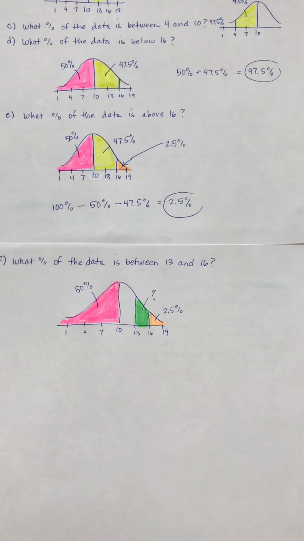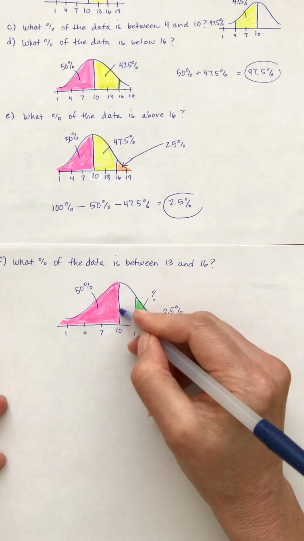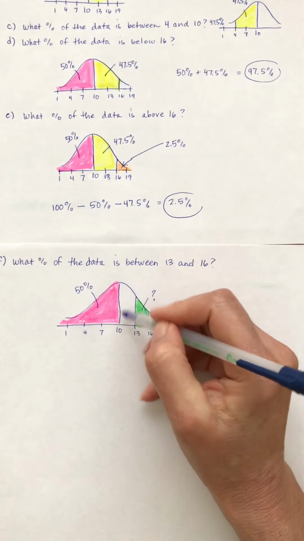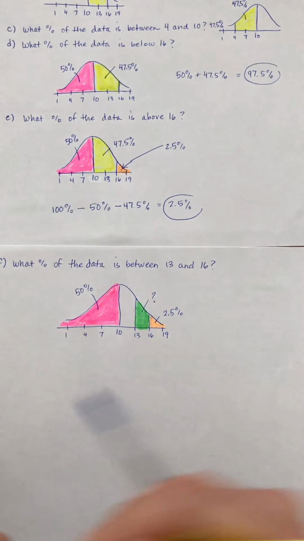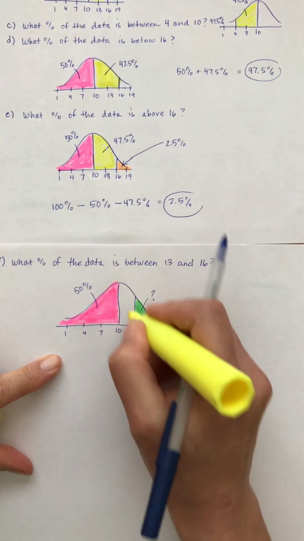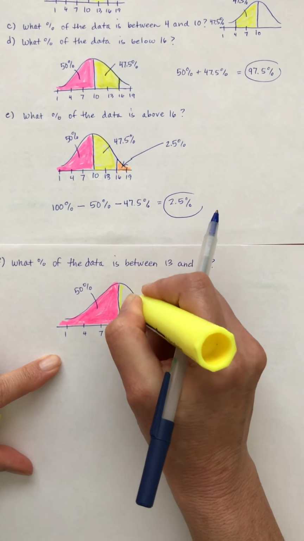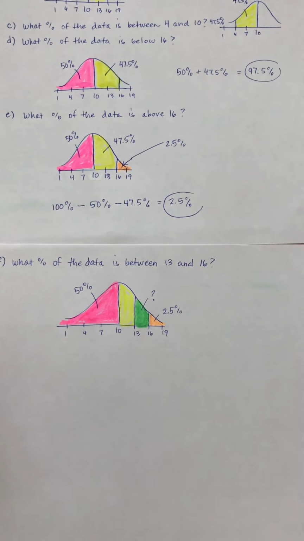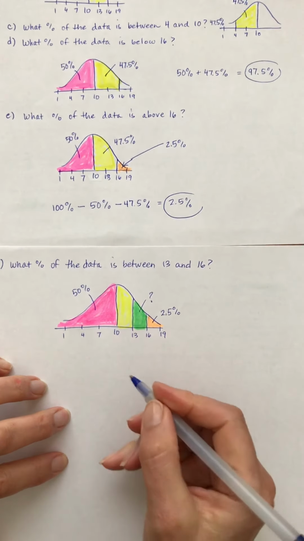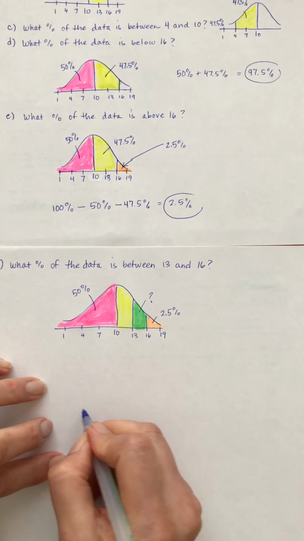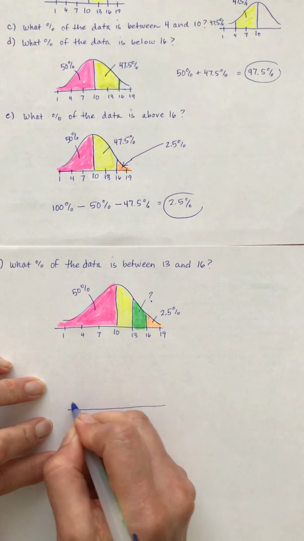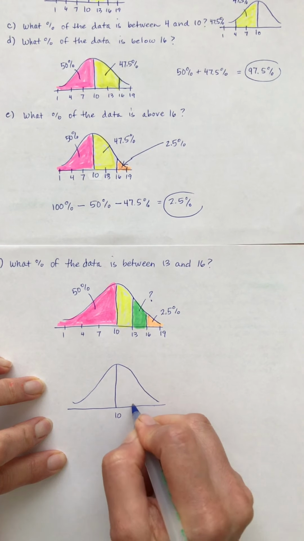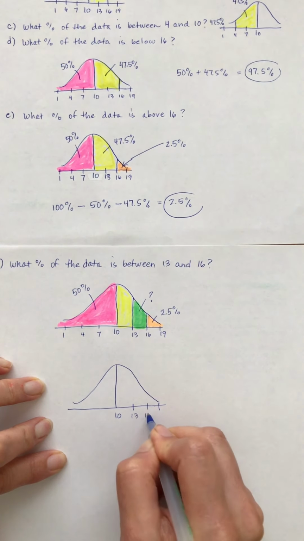So what do we have to figure out now? We have to figure out this chunk. How would we figure out what that is? Well, that piece there is 1 standard deviation above, but it's only half of it. So to figure out that yellow, let's say it's 10, 13, 16, 19.